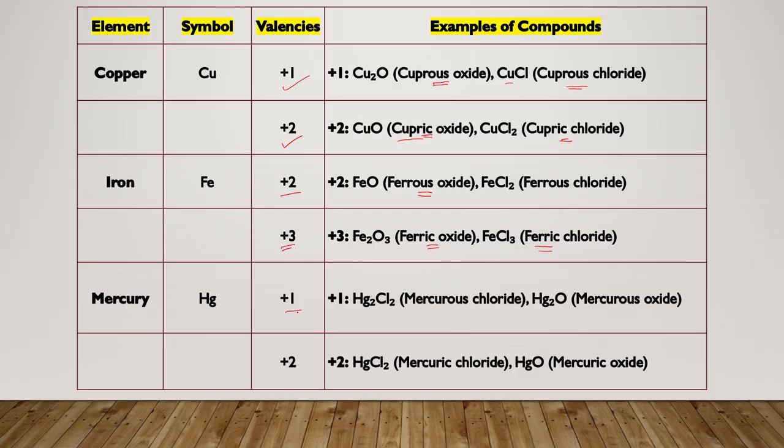Mercury also has +1 and +2 valency. Its names are mercurous chloride or mercurous oxide, then mercuric chloride or mercuric oxide. Hope it is clear.